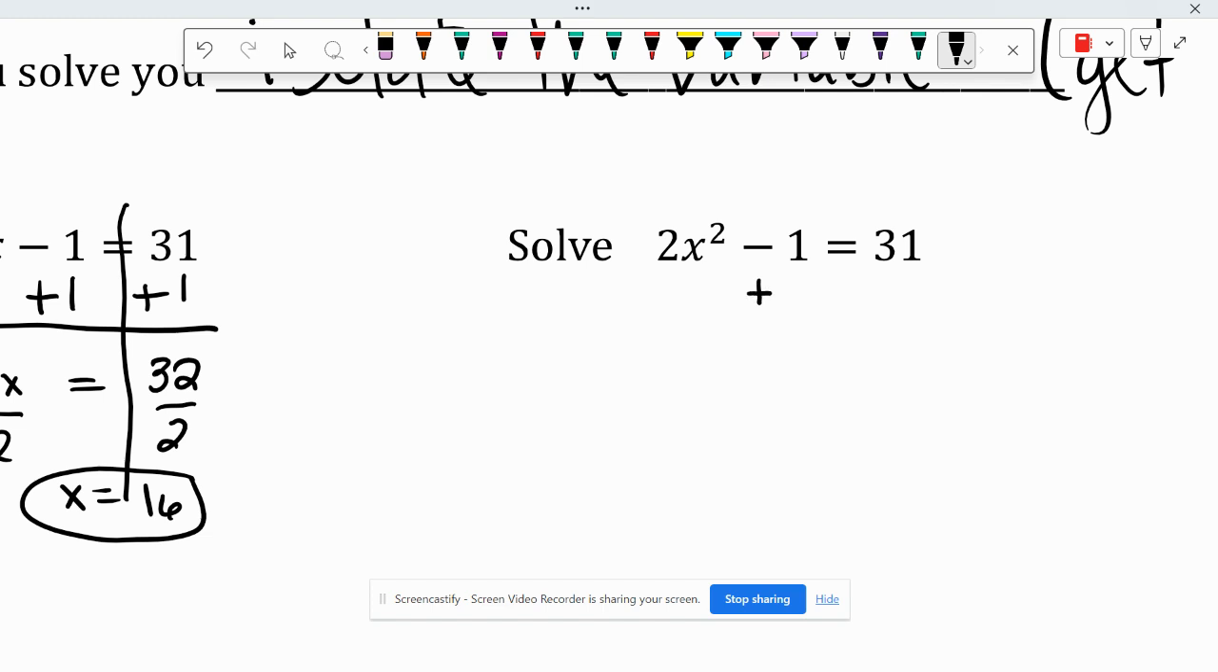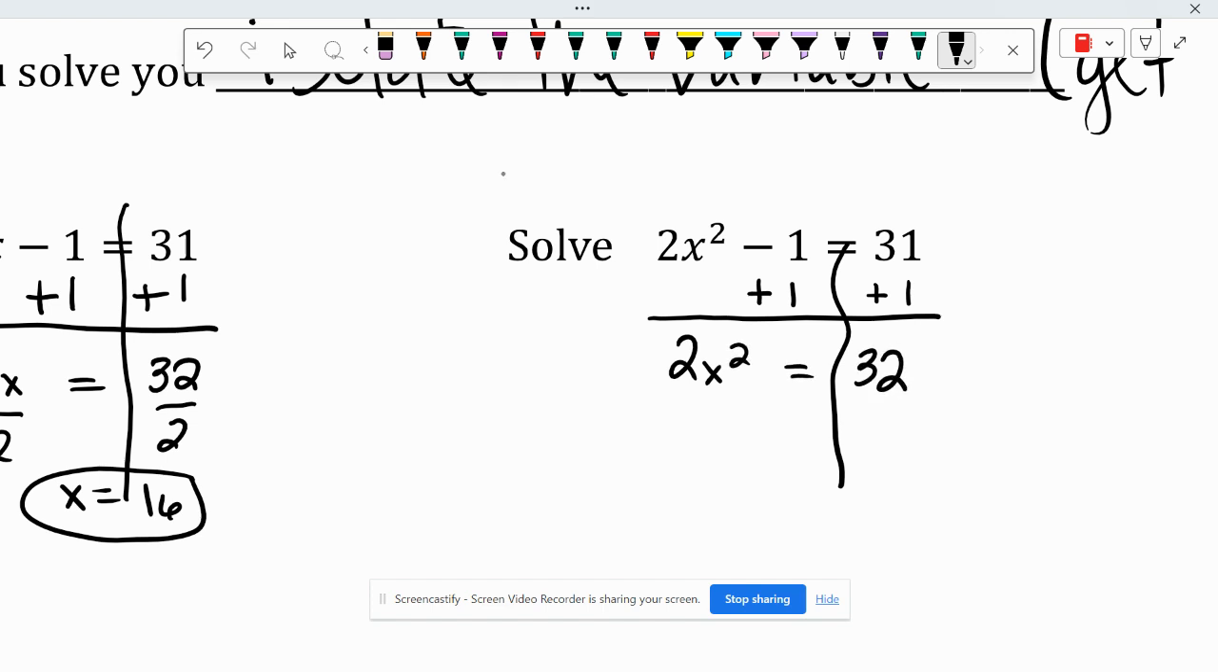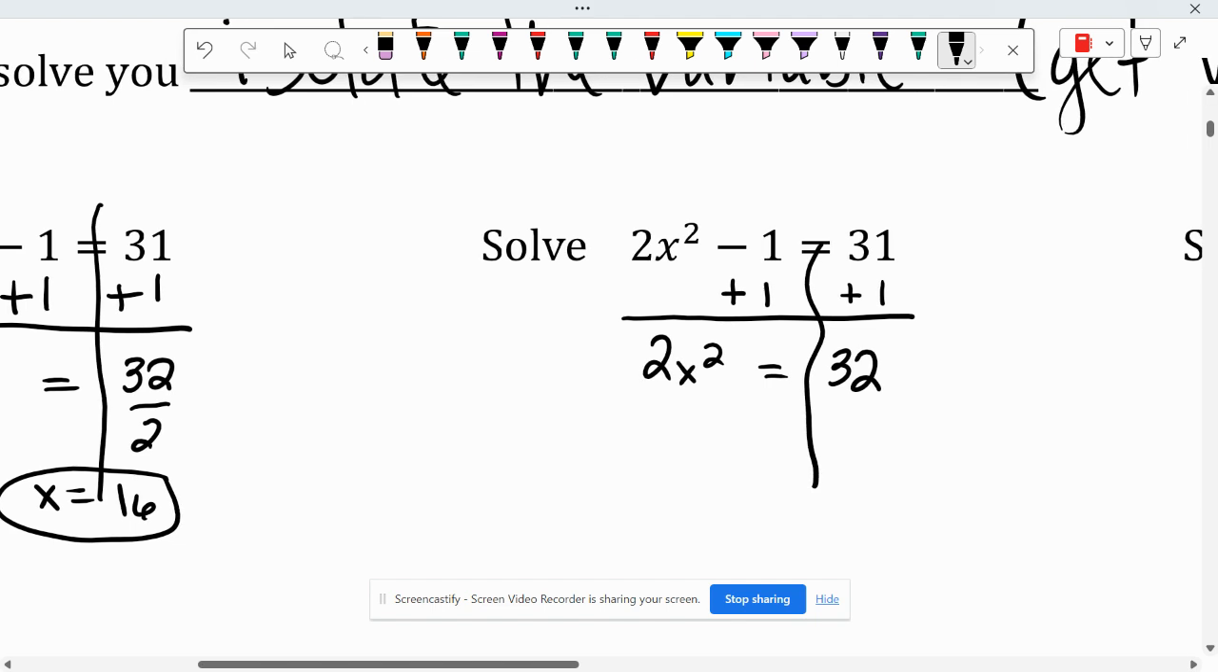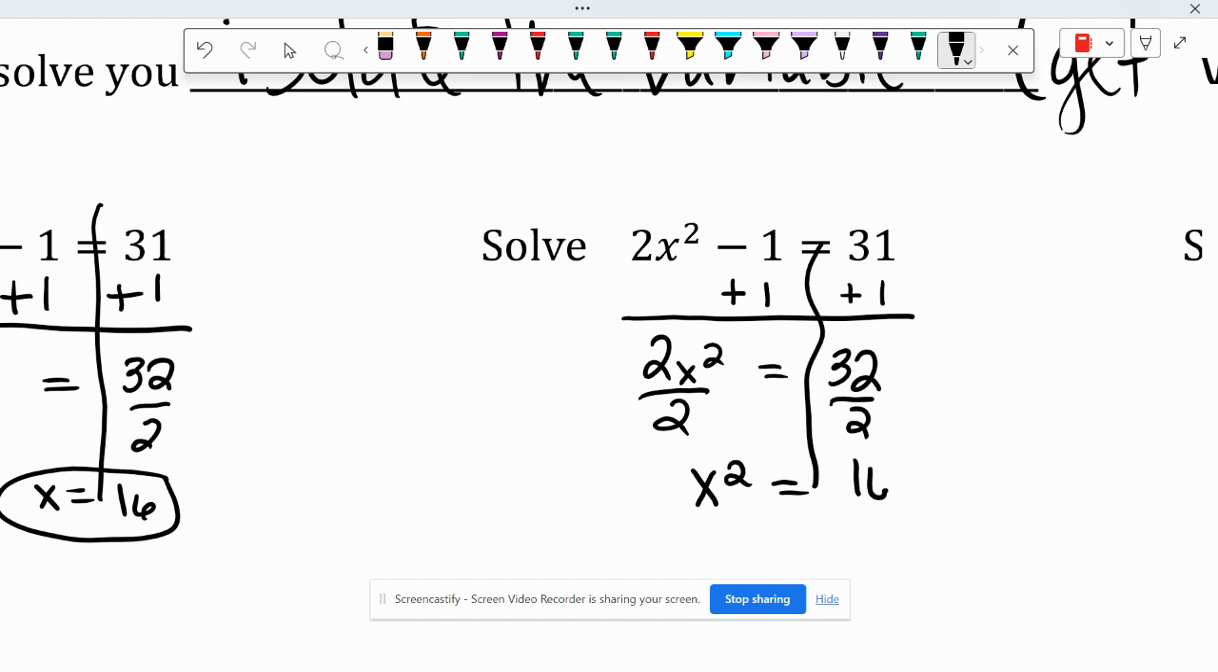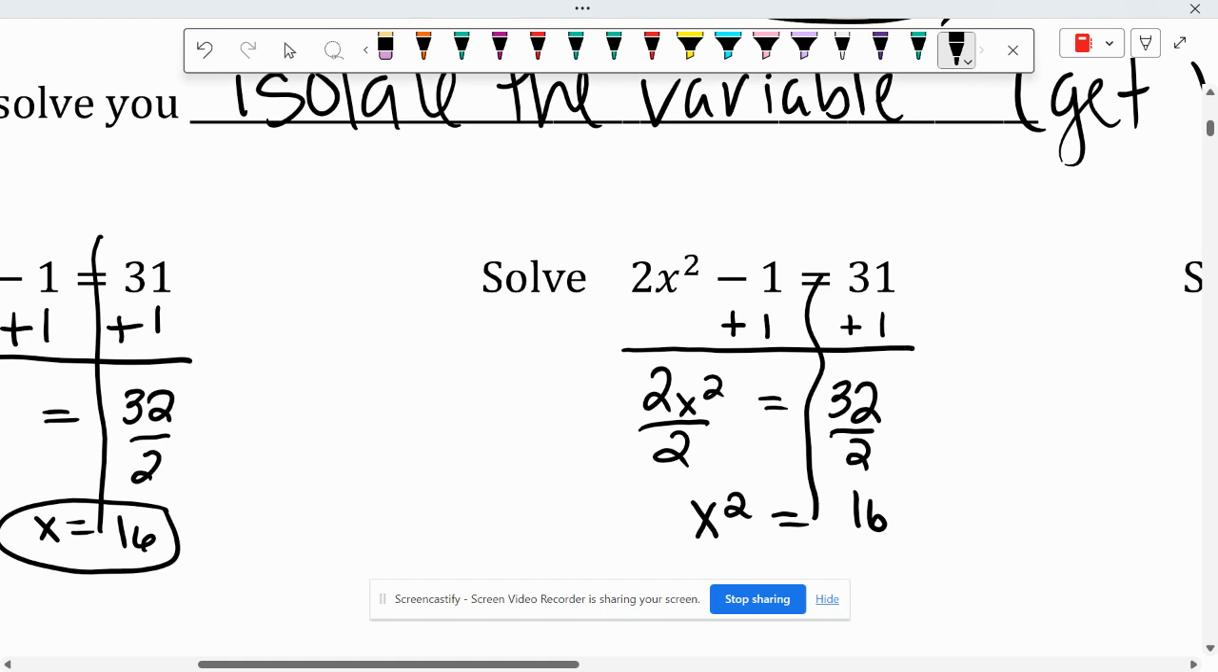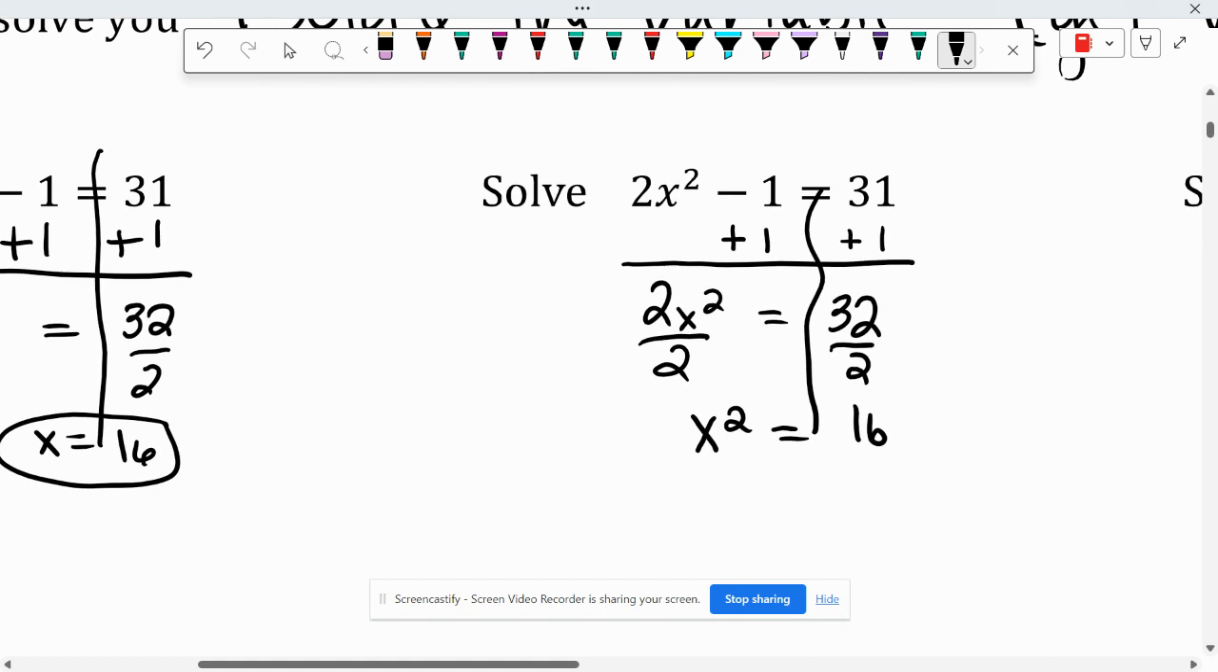So I'm still going to add 1 to both sides. And that gives me 2x squared equals 12. Still trying to get x all by itself. So what do I do first? Undo multiply and divide. x squared equals 6. If you think back about order of operations, you're supposed to take care of exponents, but now we have to undo that exponent.